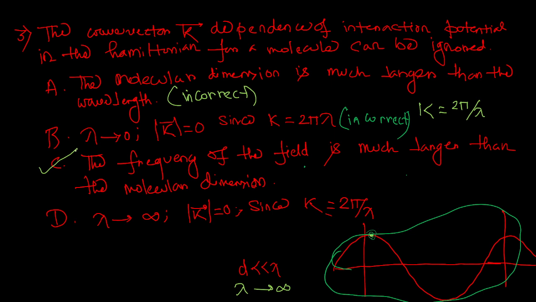I just need to talk to it in rest, and then in the next lecture I will tell what the correct answer will be. So this is something disputed. I think logically this is a correct answer. And the last option is also correct: if lambda is infinity, then k should be 0, since k is 2 pi by lambda. I will discuss it. I think it is a correct option.